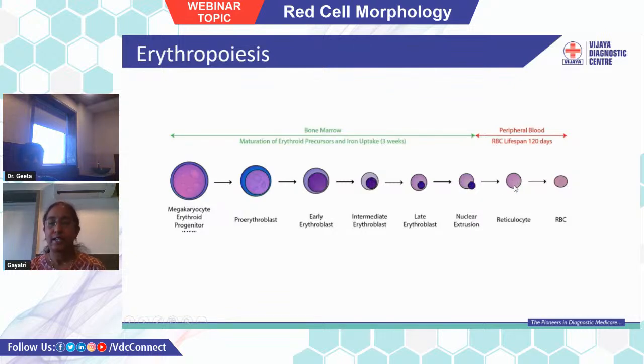This is almost larger than the size of a normal RBC, but it doesn't have a nucleus. The cytoplasm is polychromatic because of its ribosomal RNA content, which can be stained by supravital stains. This reticulocyte, on entering into the circulation, matures into a normal RBC within 1 to 2 days.